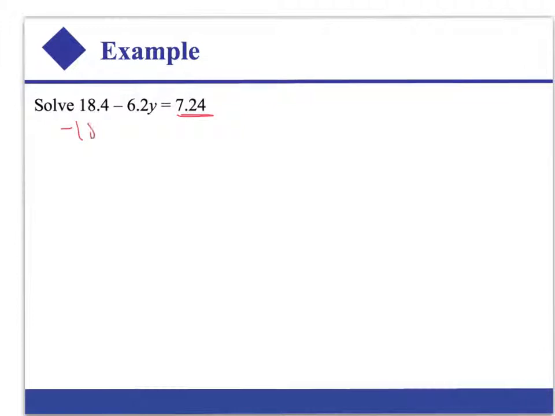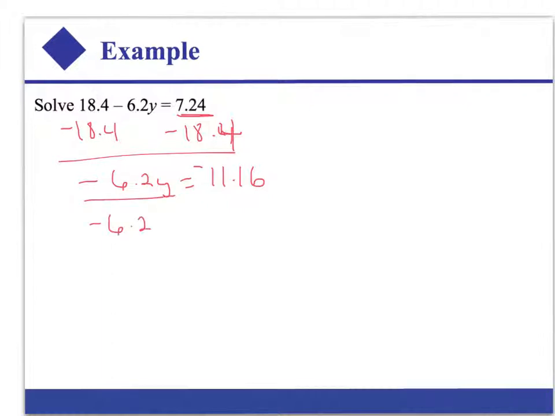But the first thing I'm going to do is subtract negative 18.4. So I get negative 6.2y equals 7.24 minus 18.4. That looks like an awful 4. So that gives me 11.16, and it's negative. And then I'm going to divide both sides by negative 6.2. So right now that tells me my answer is going to be positive. So if I say negative 11.16 divided by negative 6.2, I get a positive 1.8.